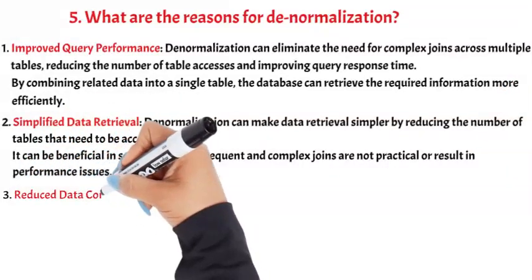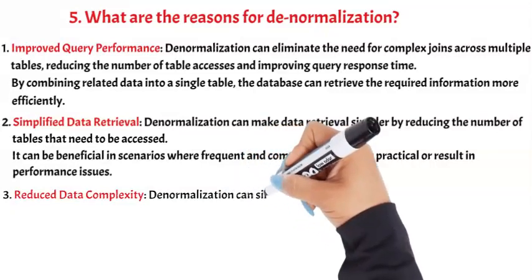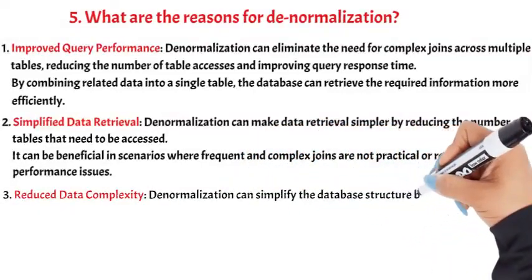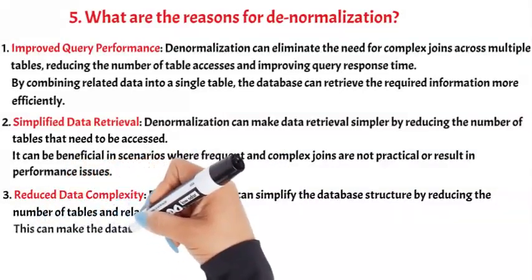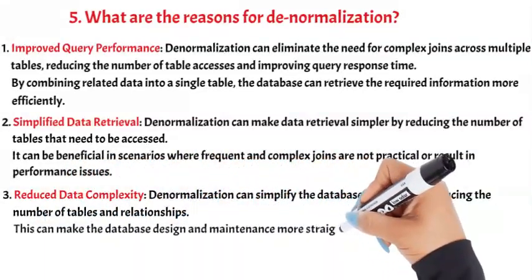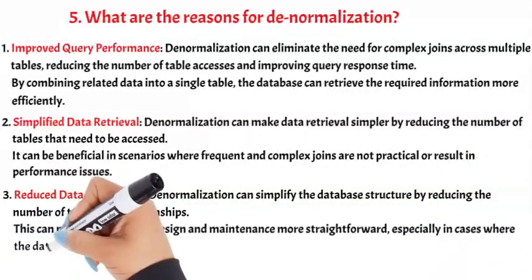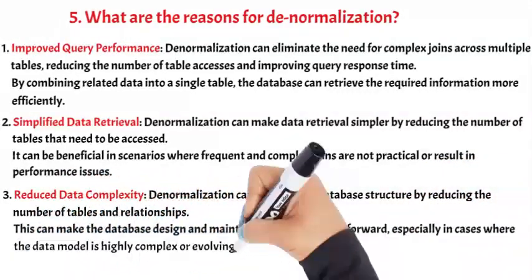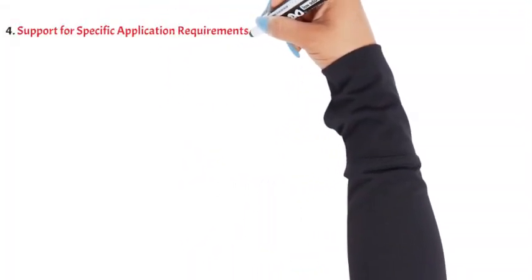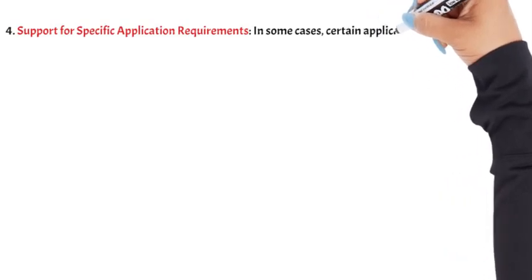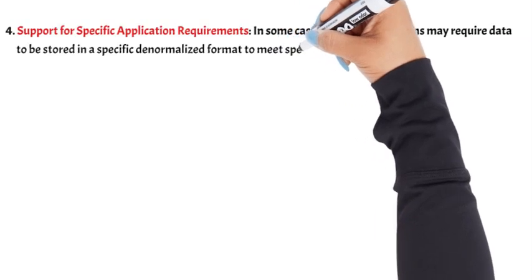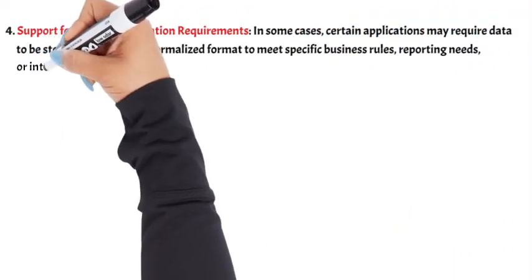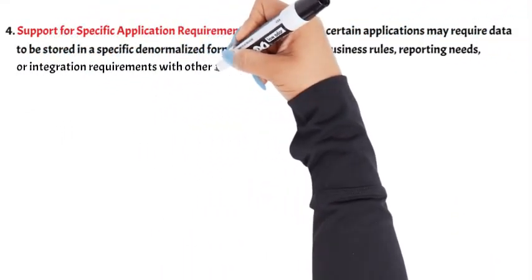3. Reduce data complexity. De-normalization can simplify the database structure by reducing the number of tables and relationships. This can make the database design and maintenance more straightforward, especially in cases where the data model is highly complex or evolving. 4. Support for specific application requirements. In some cases, certain applications may require data to be stored in a specific denormalized format to meet specific business rules, reporting needs, or integration requirements with other systems.